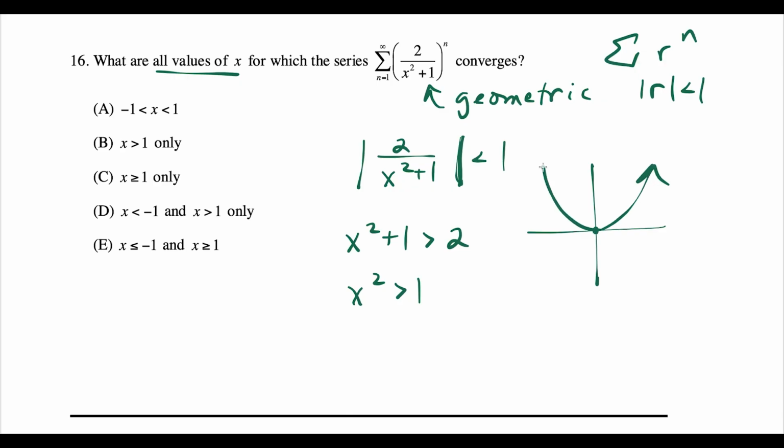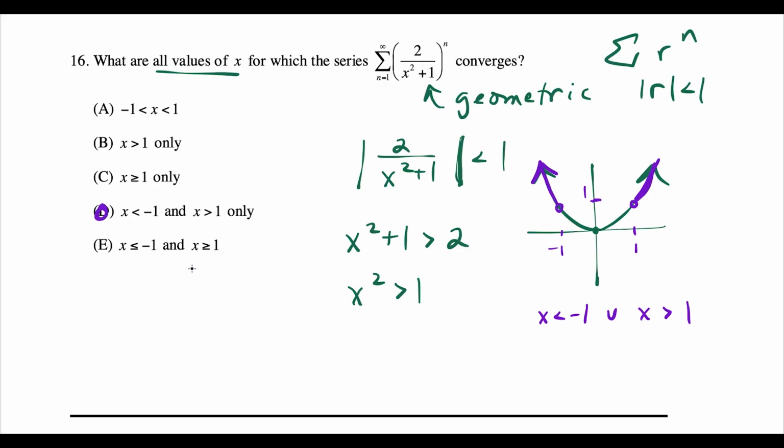Now just think about the graph of x squared, the parabola. When is x squared greater than 1? Well, twice it'll happen. On the interval from 1 to infinity, as x goes strictly greater than 1, and then also if x is less than negative 1, our curve is going to go above the line y equals 1. So once again, we have x is less than negative 1, union x is greater than positive 1. And this is going to match up with choice D.